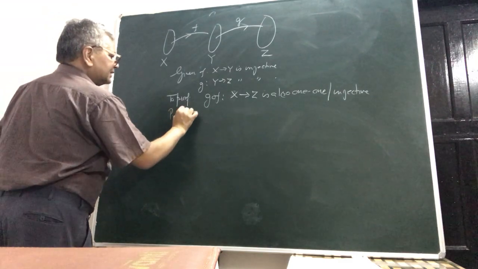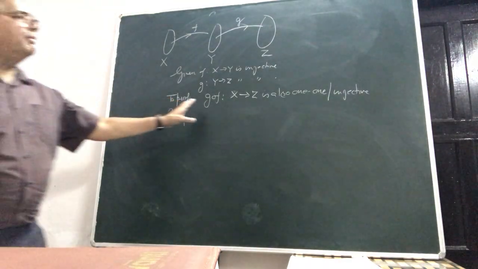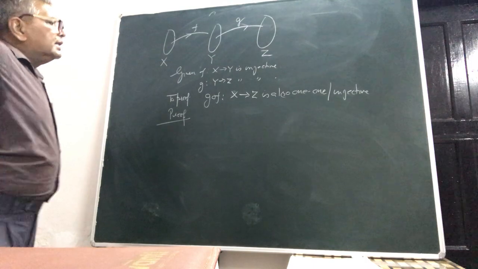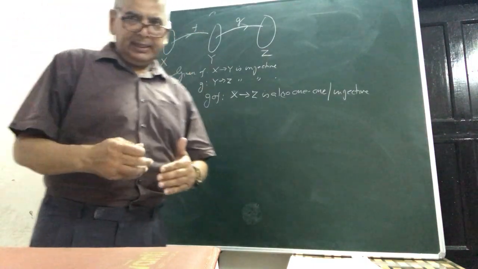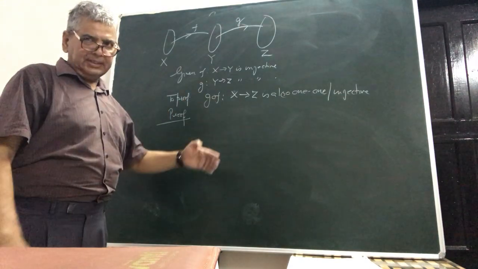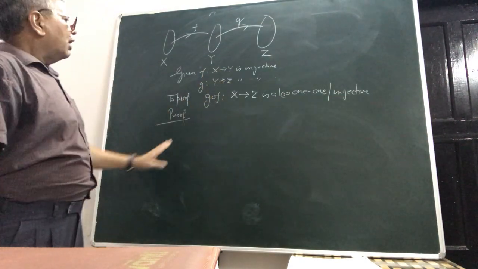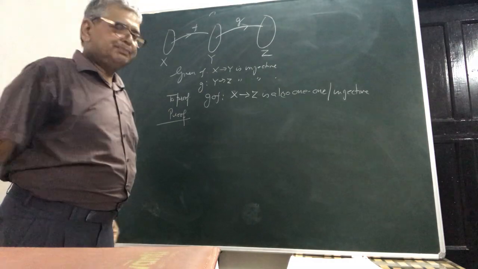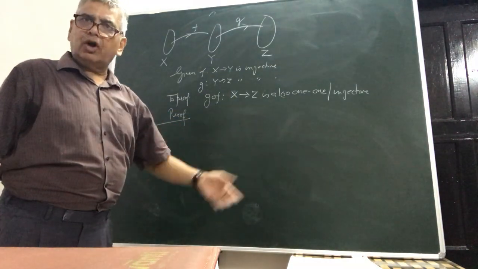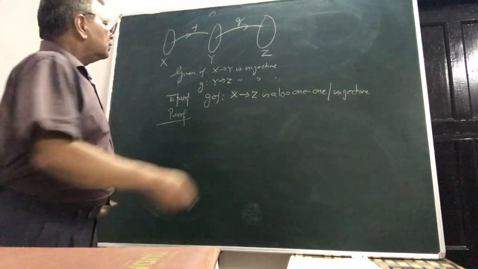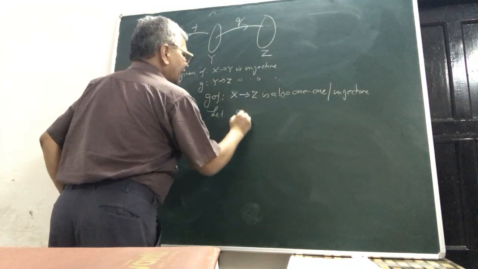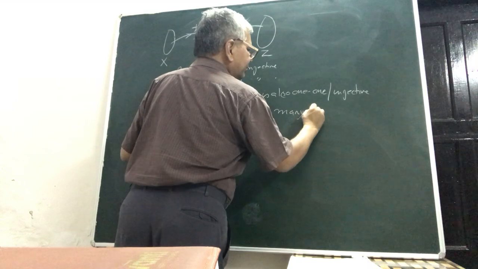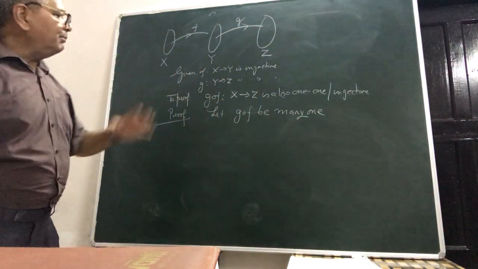Proof. As I said, the proof will be given through the contradiction method. What we have to prove is that GOF, a composition map or function, is 1-1. For a function there is another term also, mapping, so at times if I use the term mapping, please take it for function only. Now if you want to prove that GOF is 1-1, let us take the contrary. Suppose GOF is not 1-1, and let us see what happens. Let GOF be many-one. If it is not 1-1, then it will be many-one. Many-one implies what?